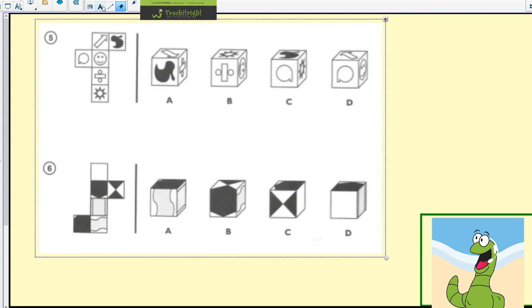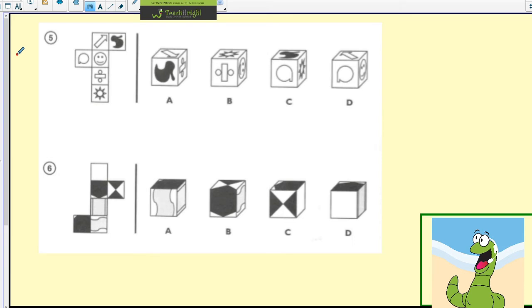Right, question 5 and 6. So question 5, the answer is D. Question 6, the answer is C. Let's go through why. So for question A, I want this arrow pointing at that corner. That's fine. But look, here's a pair. We can never have these two next to each other. So it's gone. Next one, I've got, again, another pair with the star and the smiley face. These can never appear next to each other.